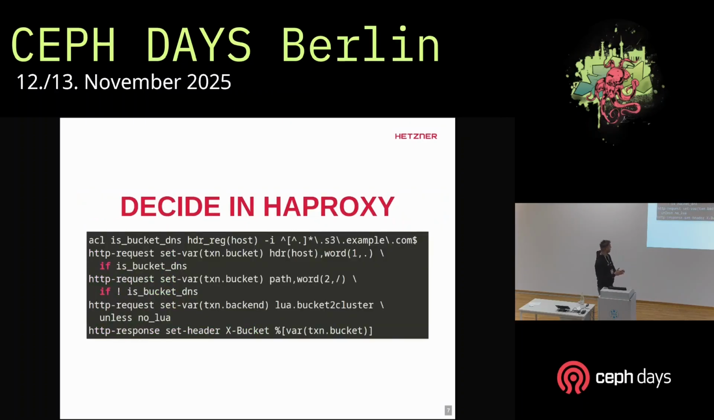This can be done easily in HAProxy. You basically check whether the domain is in the style of the DNS name, and if so, we extract the bucket from it. If not, we split the path by slash and take the second word, which is then the part you are looking for. Then we can set this into a variable and ask Lua to give us the result.